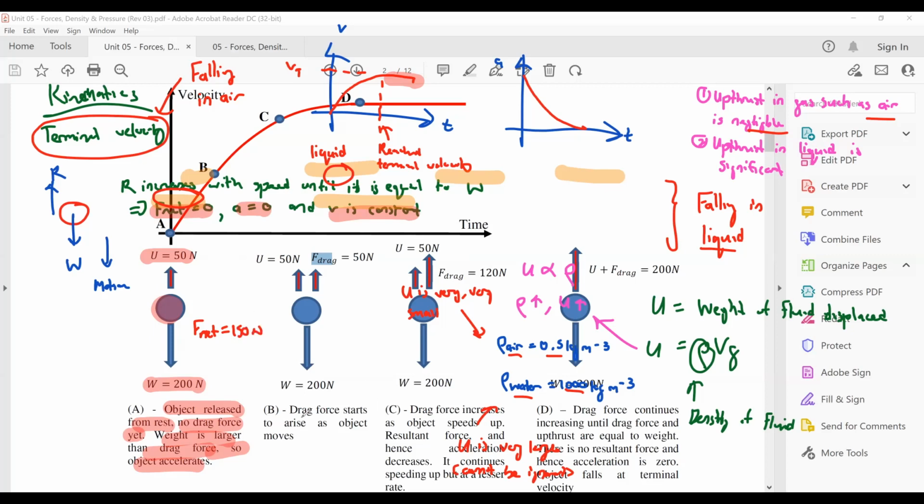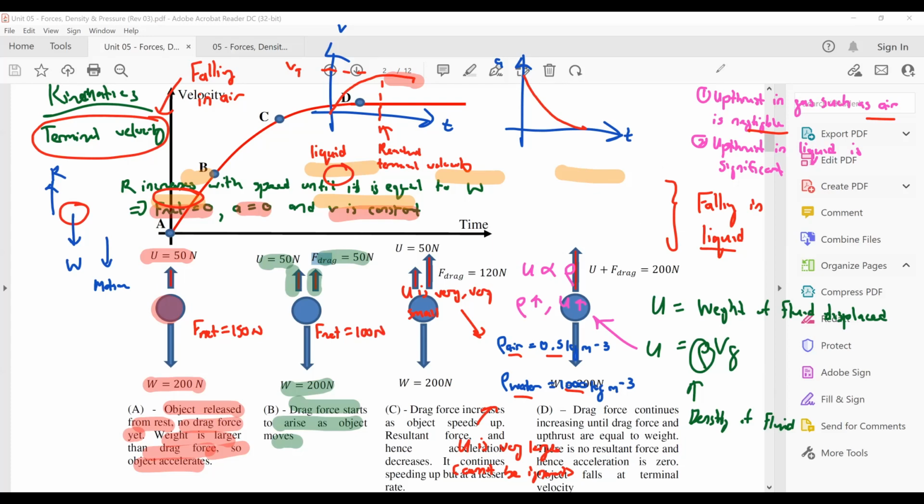But then once you start to move, you have drag force that starts to arise. In addition to your weight and upthrust, you now have drag force opposing your motion. So right now you have a drag force of 50 Newton. Your net force is now going to be 200 minus 50 minus 50, you're going to get 100 Newton.